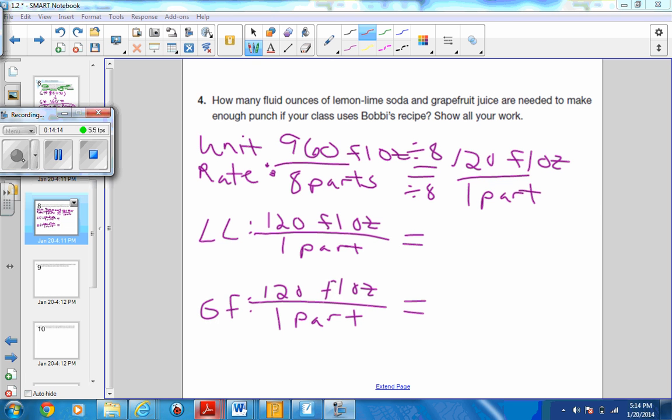Okay, so I haven't done the whole problem yet because, just in case you were stuck, I wanted to give you a hint here. First, remember, you had to figure out the unit rate. So we start with that 960 fluid ounces total we need, and Bobby's recipe has 8 parts in it total. To get the amount in 1 part, we have to divide by 8, or divide numerator by denominator. And each part, as you can see, is 120 fluid ounces.